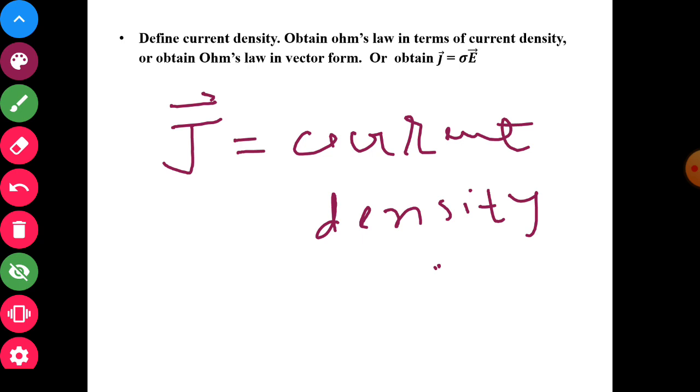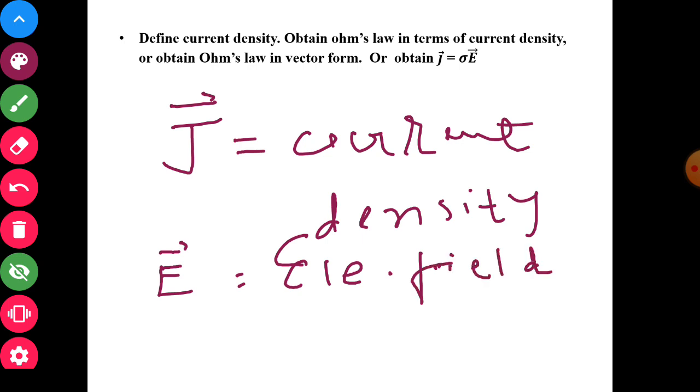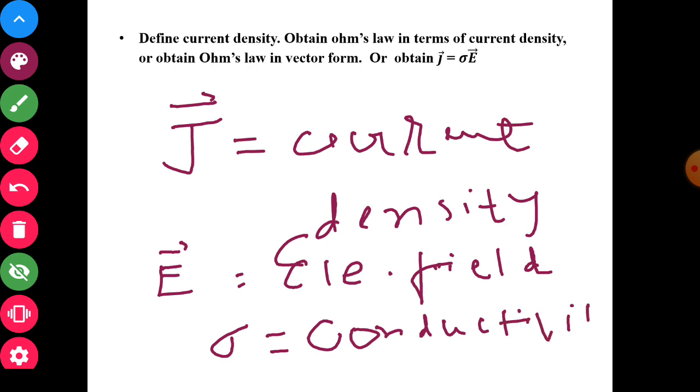And E, as is known to you, is the intensity of electric field, and sigma is conductivity. So we want to derive this formula, J is equal to sigma E.